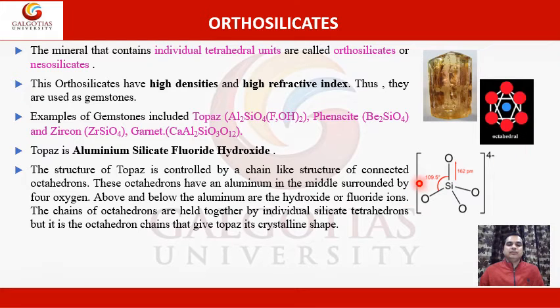Above and below the aluminium are the hydroxide and fluoride. So in this case, we have different atoms around the aluminium: oxygen, hydroxide, and fluoride are arranged around it. And the chains of octahedra are held together by the individual silicate tetrahedra, but it is the octahedra chains that give topaz its crystalline shape, as we can see here.